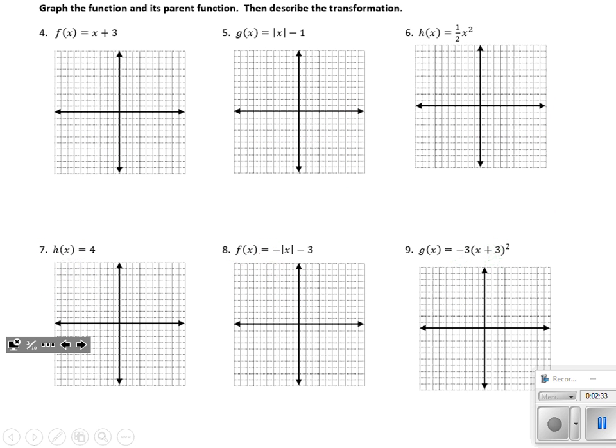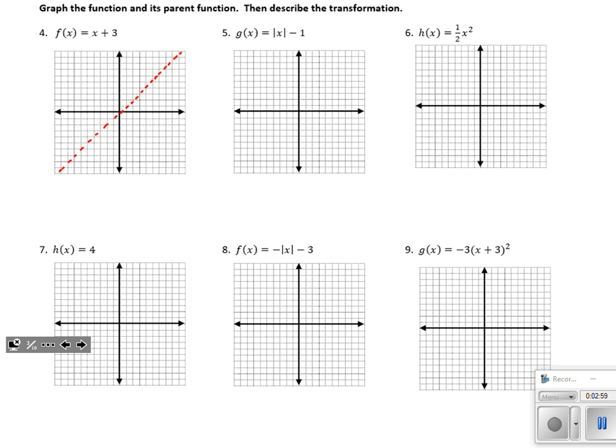All right, now this next slide is a little bit more intensive. Graph the function and its parent function. What I'm going to do is go through first and graph all the parent functions and describe the transformations, because I think that's going to help me draw the actual function a lot faster. So for the first one, we've got a basic linear function. I'm just going to draw the line y equals x there in red.